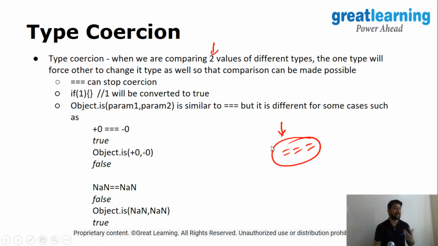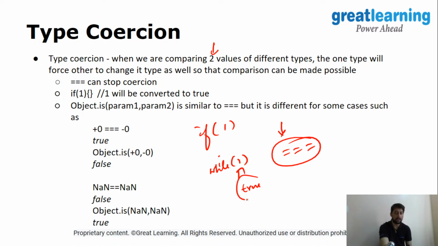So what do we mean by type coercion? In some languages you might think, if we write if (1) or while (1), what happens internally? This one is a number, right? But in JavaScript this one is converted into a boolean and it becomes true. Earlier the type was number, and now it is a boolean. Both are different data types, right?